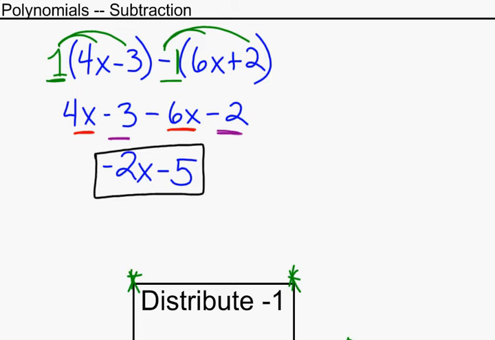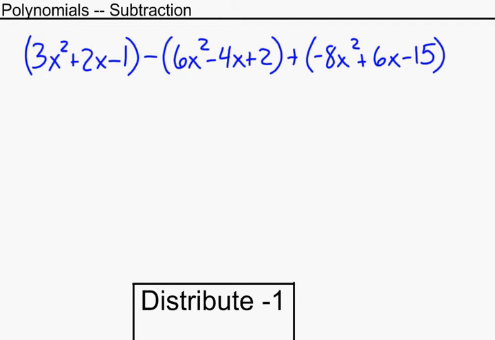I can extend this type of thinking to problems that look a lot more complicated, but really aren't that bad. Here we have a mixture of addition and subtraction, but I want to approach it in terms of distribution. I distribute a negative 1 if I see a negative sign in between. And in any other case, I'm just distributing a positive 1, so nothing changes. So let me go ahead and distribute and rewrite these terms.